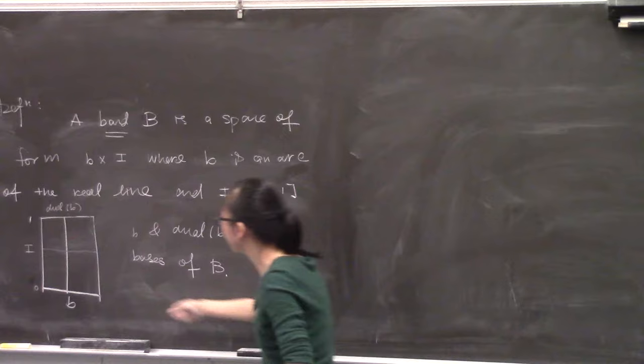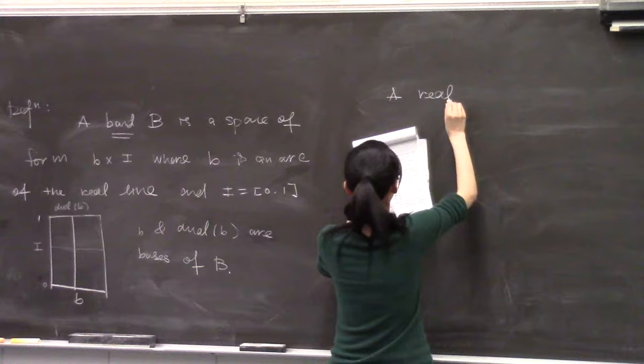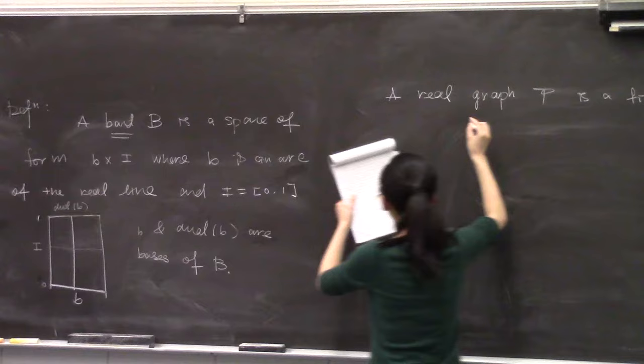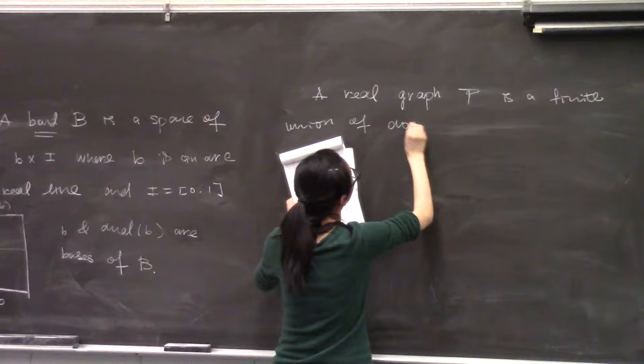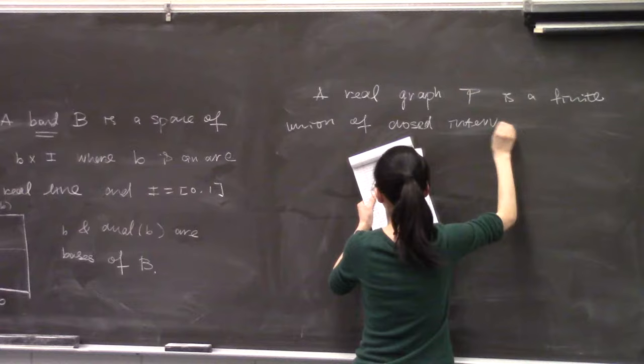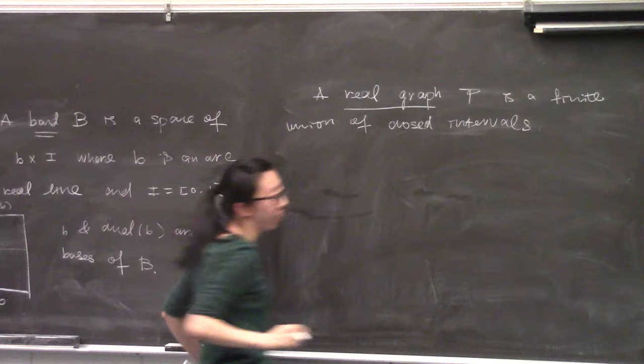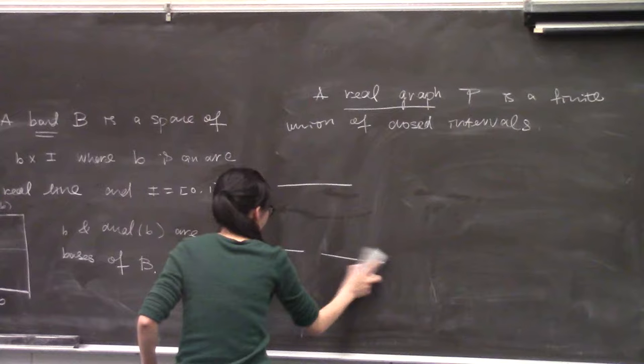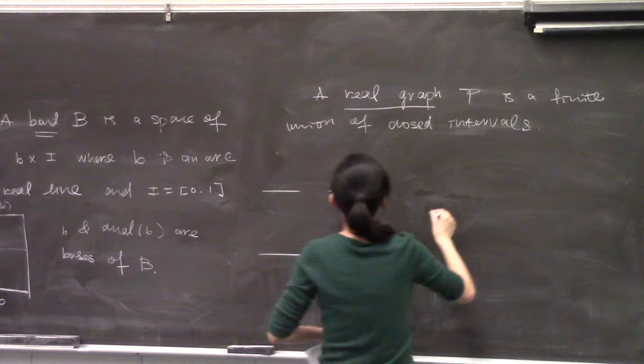Okay, so this is a band, and now a real tree, a real graph, gamma is a finite union of closed intervals. So basically, a real graph here is just a multi-intervals. Like you have several intervals, something that looks like this. Let me give a better picture.